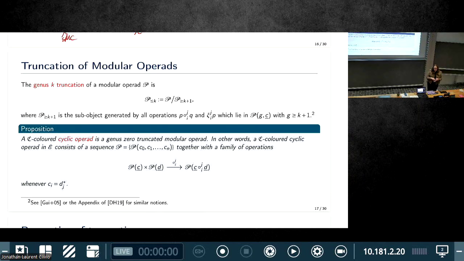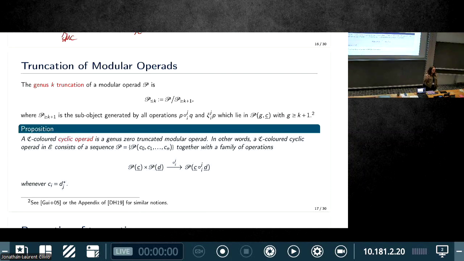There are other ways you can play around with truncation. So one of the references I gave here, they truncate by a different dimension. Maybe I won't mention it, but this is what I mean by genus K truncation. So what you'll often see in the literature is that a cyclic operad is the genus 0 truncation of a modular operad. So a C-colored cyclic operad for us is going to be a genus 0 truncated modular operad.